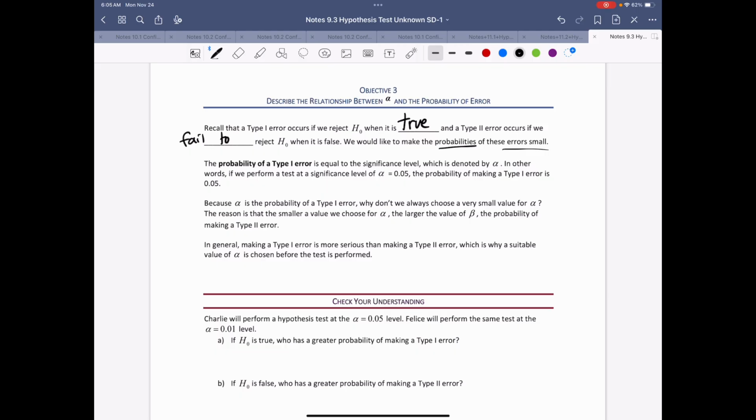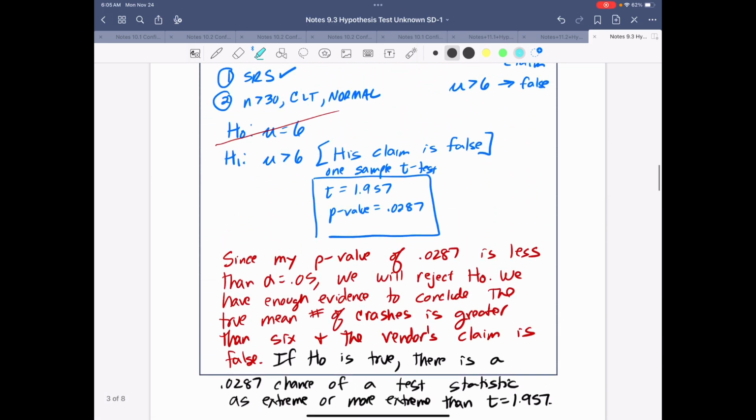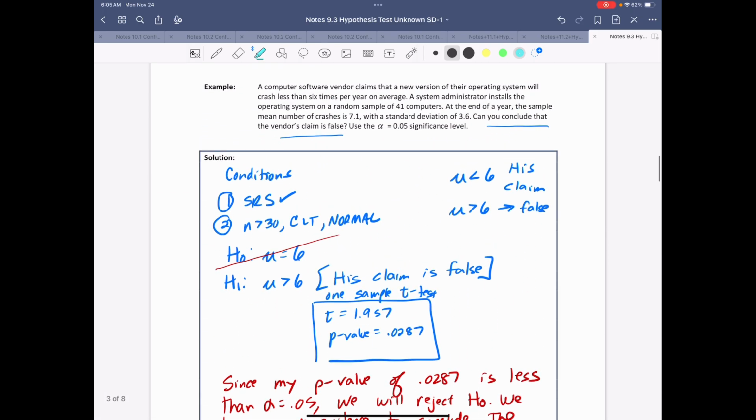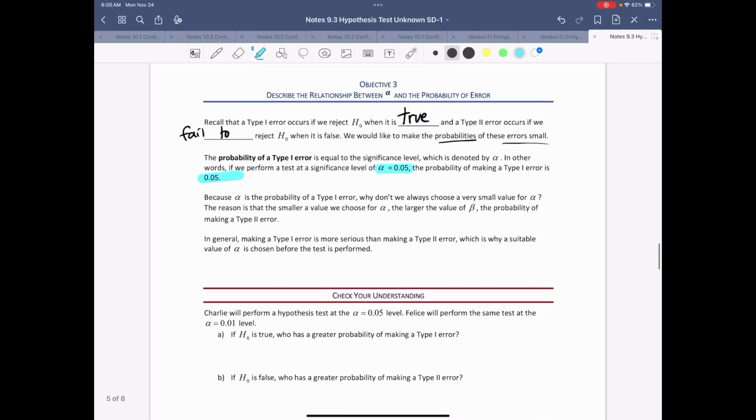Now, the probability of a type 1 error is equal to your alpha level. So if you have an alpha level of 0.05, the probability of making a type 1 error is 5%. If you look back at our problems, like on this vendor claim, the probability was 5%. The one before that, the probability was 1%. That's a chance of a type 1 error.